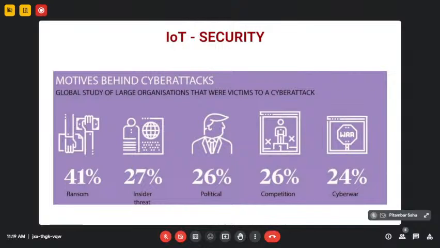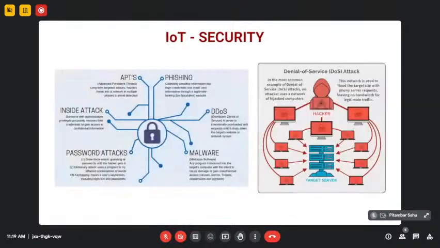26% is for political reasons between political parties, because everything is becoming digitalized right now. And 26% is for competition between companies and business organizations, and 24% is cyber war, where right now we can see that lots of cyber warfare is happening between different countries. All these are the challenges we have with advancements of digital technologies and IoT. And when we talk about the different kinds of attacks, we have phishing attacks, DDoS attacks, malware attacks, password attacks, insider attacks.